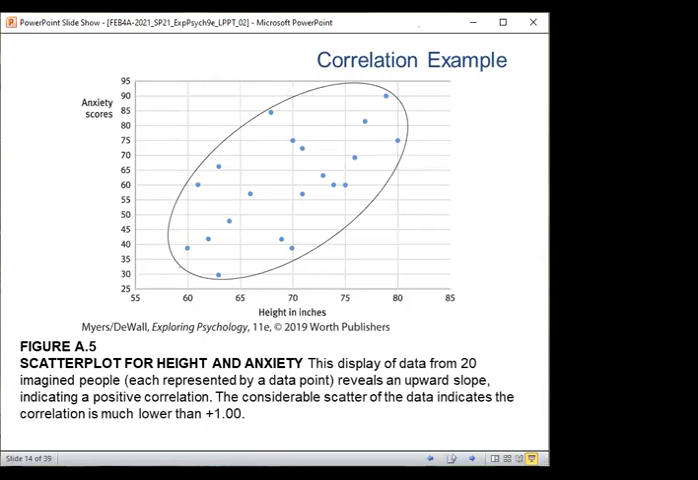We use the scatter plot to give us some idea of what needs to be done next, or what we need to look at or be concerned about.